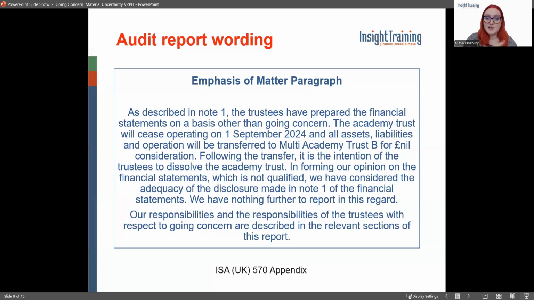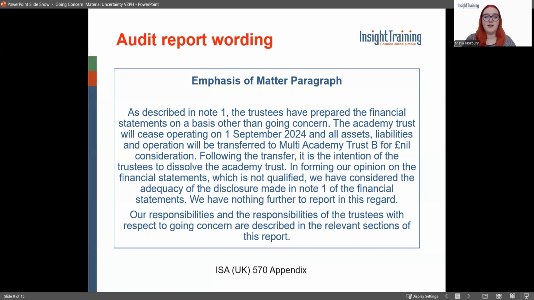So we've got here, as described in note 1, which was the accounting policies, the trustees have prepared the financial statements on a basis other than going concern. The Academy Trust will cease operating on 1st of September 2024 and all its assets, liabilities and operations will be transferred to Multi Academy Trust B for nil consideration. Following the transfer, it is the intention of the trustees to dissolve the Academy Trust.